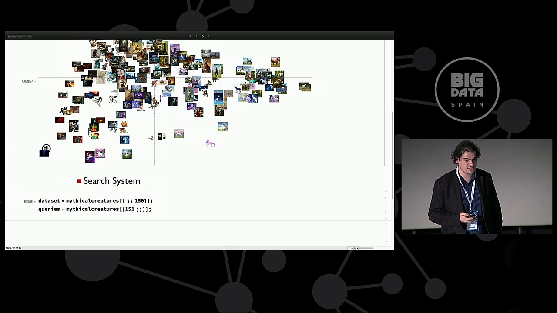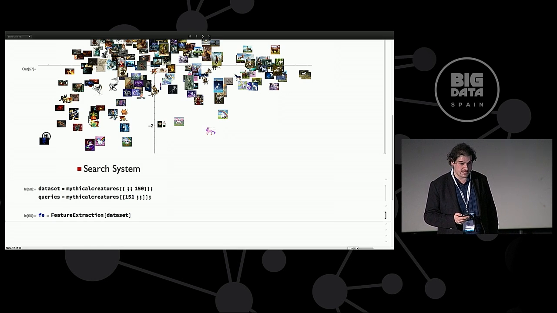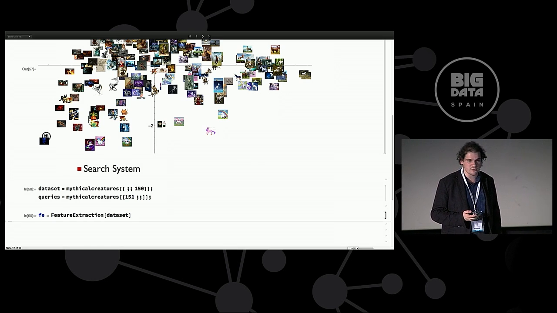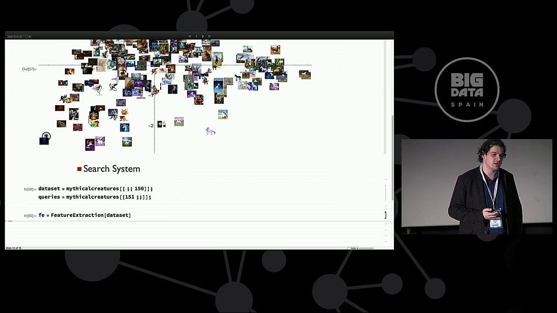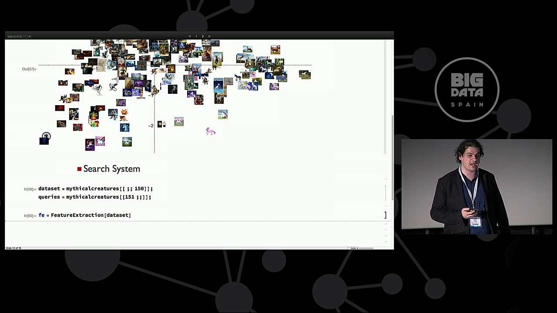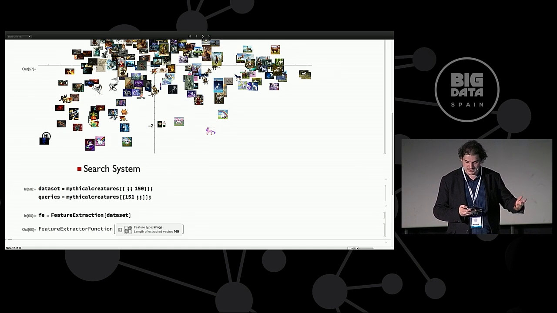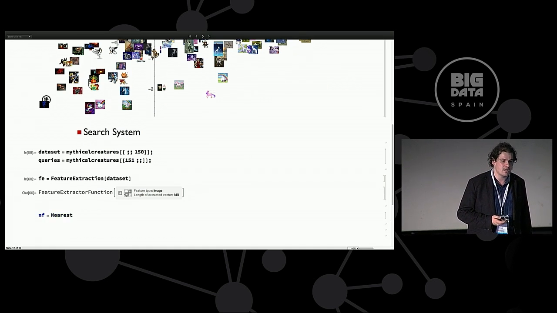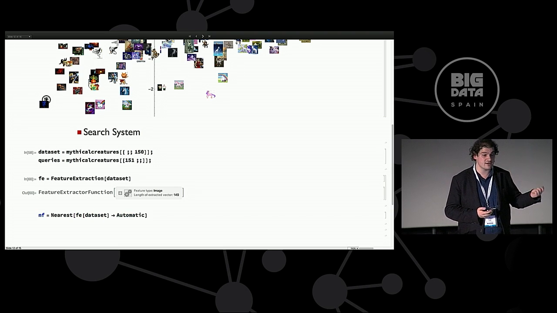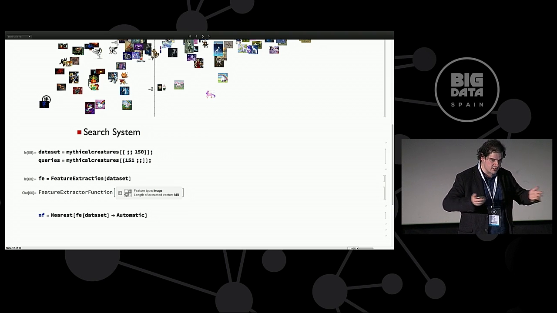So what we can do is we can search the system. So we do our feature extraction again, although I don't think we actually needed to do it in this case. To create our feature extractor again. Actually, we do because we're separating out now 150 mythical creatures and using our queries with another 150. So we've got our feature extractor. And then we can use this nearest function. And the nearest function is a very universal function, because we like these universal functions.